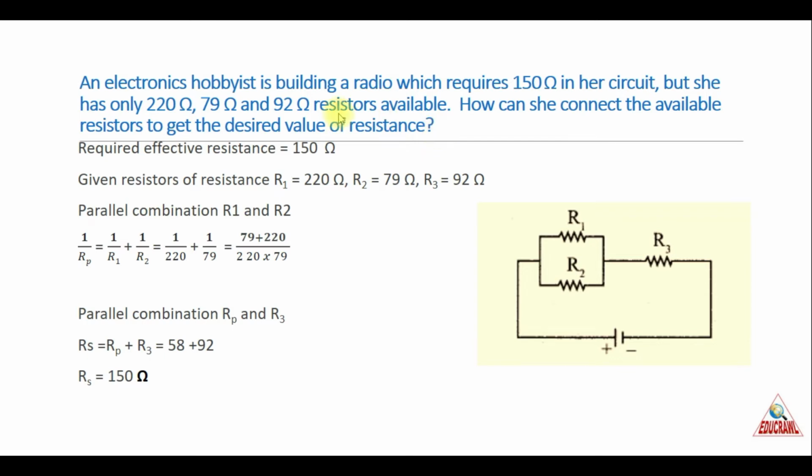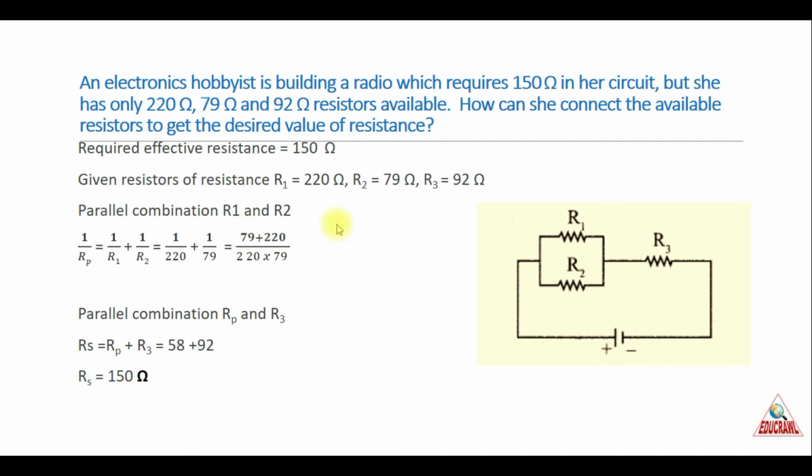So you have been given 3 resistors. You have to check when you connect these 3 resistors in series or parallel: 2 in series, 1 in parallel, or 2 in parallel, 1 in series. So you have to do the combination and get the effective final value as 150 ohm.